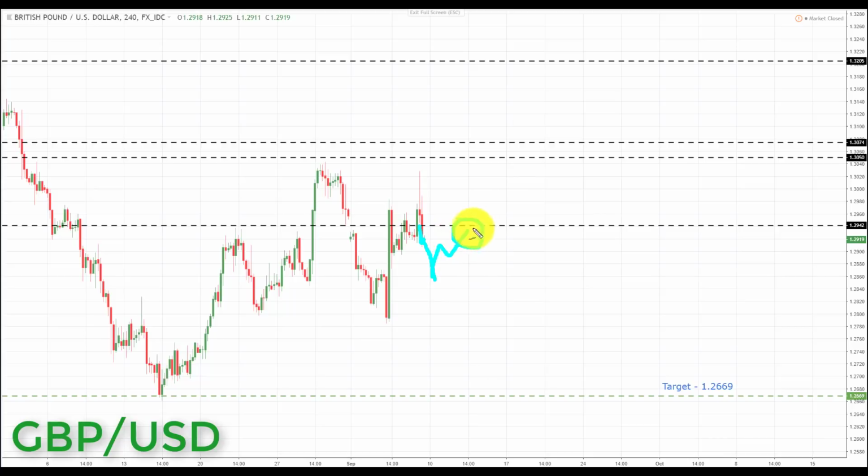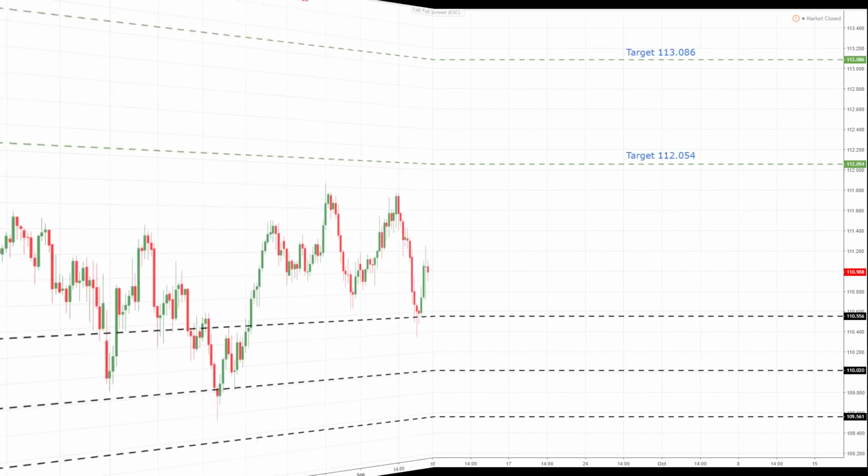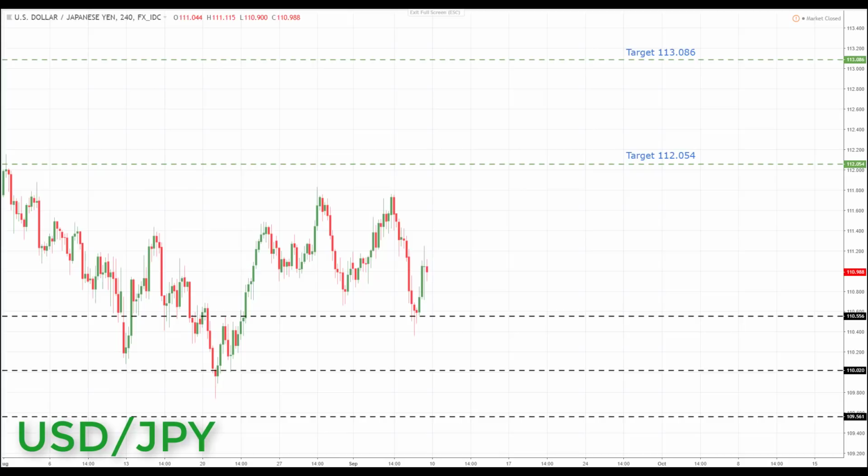This is going to be a great place to start to look for bearish formations and patterns, and we're going to be looking at initiating shorts down towards the next key area of support to the downside, with the target set at 1.2669. So the next pair we're going to look at is the US dollar Japanese yen.